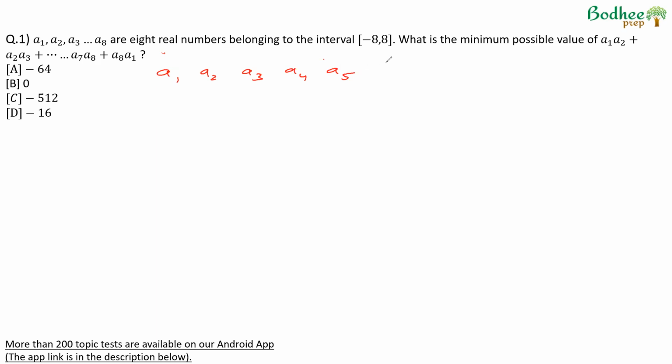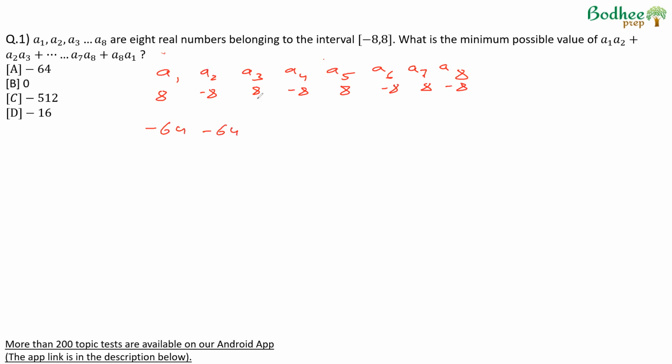What that will do is ensure that the product is negative. Also, we can take the maximum absolute value, since the product becomes negative, so the overall value will actually become least. Now, suppose we take A1 as 8, A2 as -8. So A1A2 will be -64.